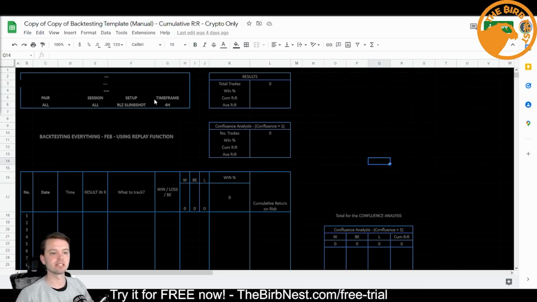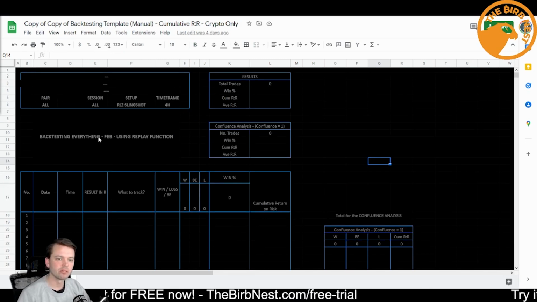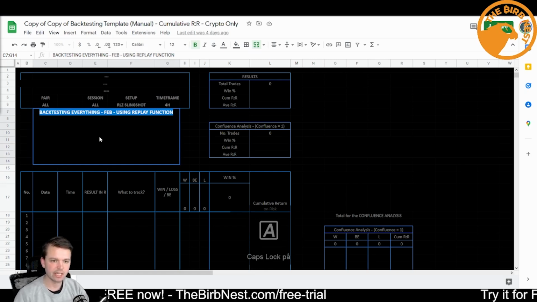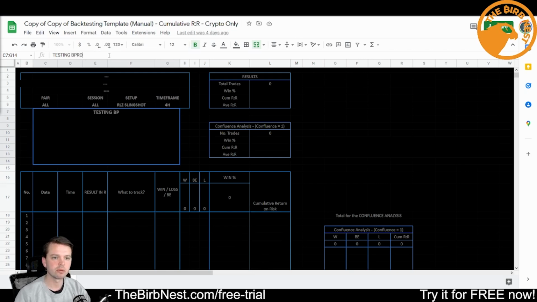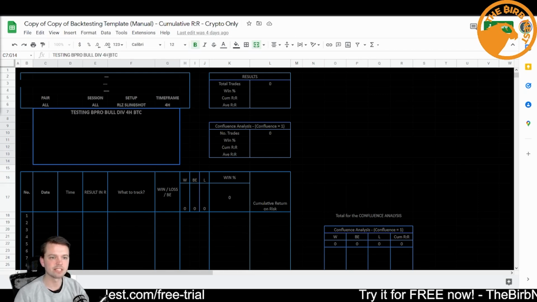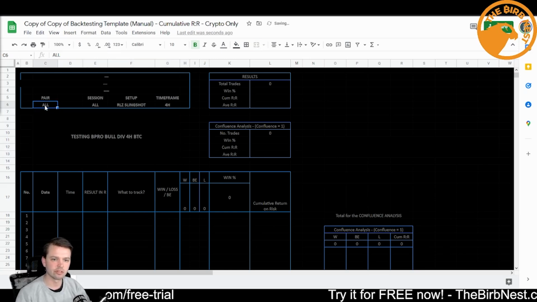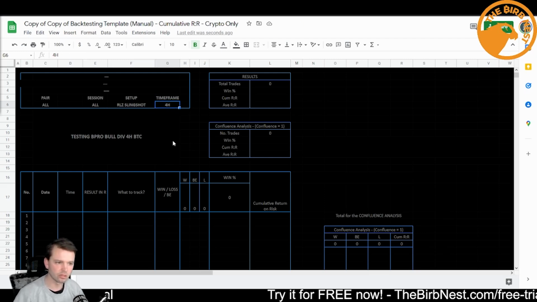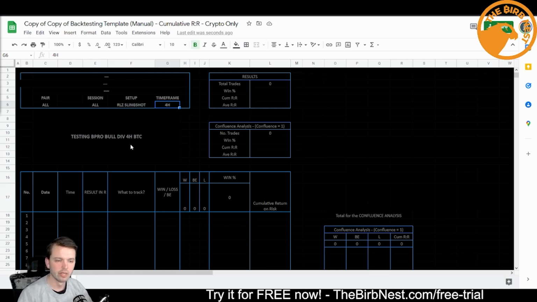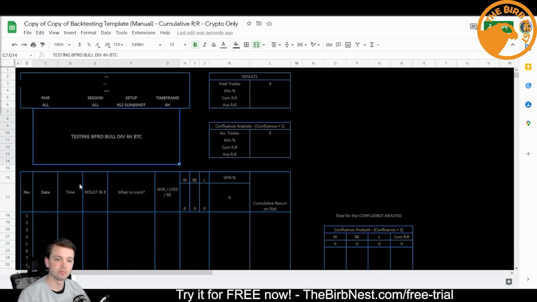So of course, this is a different template that I've been using, but you can write right here, let's say testing. So we're going to do this, testing B Pro bull div for our BTC, something like that, right? And you can type BTC here, session, whatever session setups. You do whatever you want. It's up to you to do whatever you feel makes sense to you when tracking.